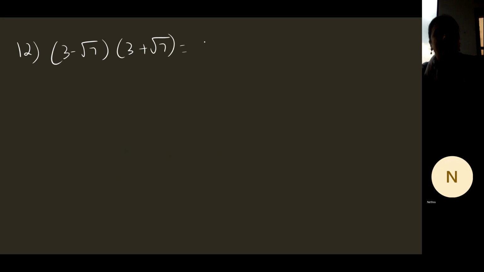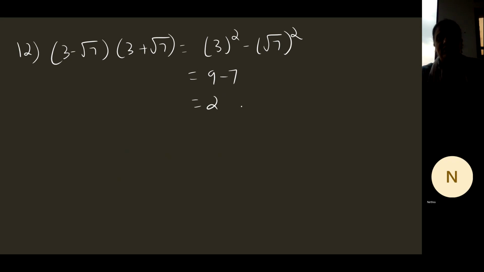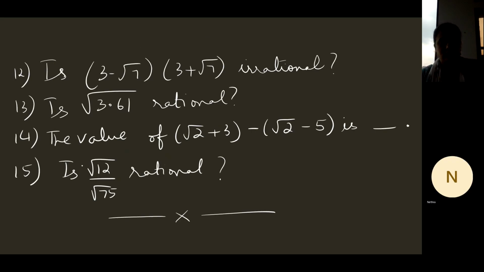The answer for the 12th one: (3 minus root 7) into (3 plus root 7) is of the form (a minus b) into (a plus b), which is a square minus b square. So it's 9 minus 7, which is 2. And 2 is rational. The question is, is it irrational? No. 2 is 2 by 1, so it is rational. Correct? The next one. Yes.